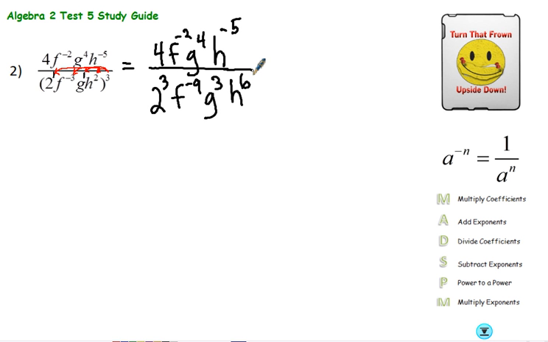Alright, so on that last one, the negative exponents that we encountered were actually the same numbers, and so we were able just to cancel them out. But you notice here, for instance, f negative 2 doesn't cancel with f negative 9, or h negative 5 doesn't cancel with h positive 6. So we're going to have to figure out what to do with that.